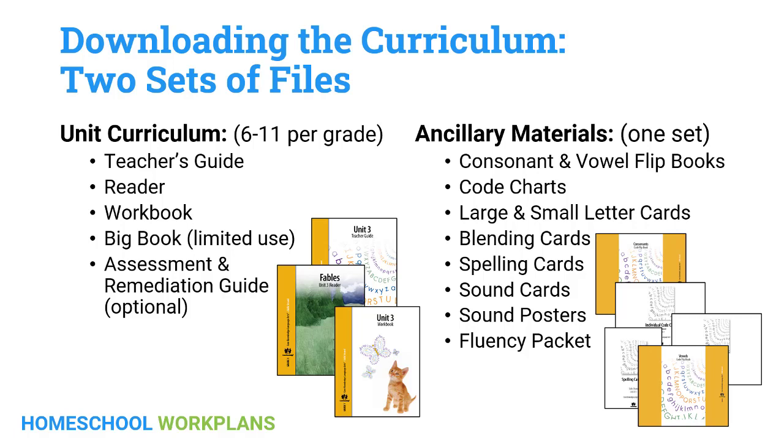Now, there will be somewhere between 6 and 11 units per grade level, and you'll be downloading one folder of files for each unit. Okay, this might sound a little complicated, but I'd recommend just watching my downloading video where I walk you through this step by step. For each unit, you will receive three core files: the teacher's guide, the student reader, and the workbook. Now, each of these unit folders will also contain two other files.